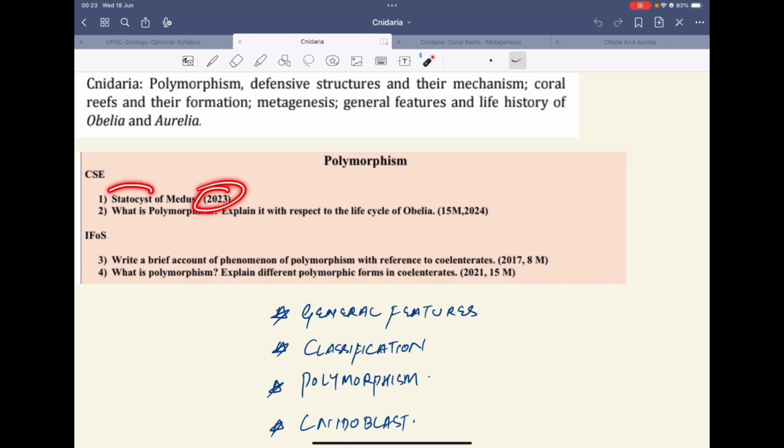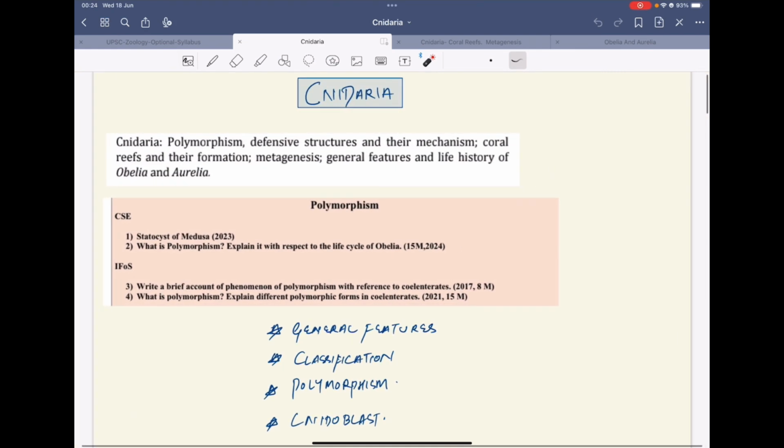So you can see the questions that have been asked in the past. In 2023 there was this question about the statocyst. We will discuss it later on. Then we have the question related to polymorphism. We have a question related to polymorphism once again in 2017, 2021. So this is one important topic from this portion.